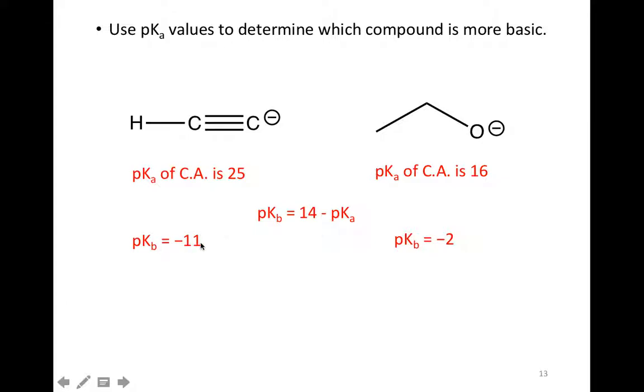And so just like the pKa's and the acids, the lower the pKa, the stronger an acid is. Well, the lower the pKb, the stronger the base is. So this guy is going to be the stronger base. Or you don't have to go through this. We can use the relationship that the stronger an acid the conjugate acid is, the weaker the base is going to be. So when I look at these two, this conjugate acid is going to be stronger, so its base is going to be weaker. This thing's conjugate acid is weaker, so the base is going to be stronger. So this guy is the more basic.